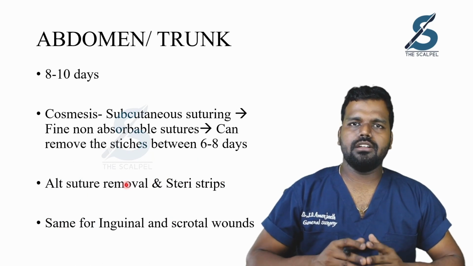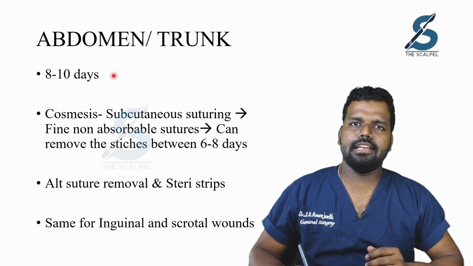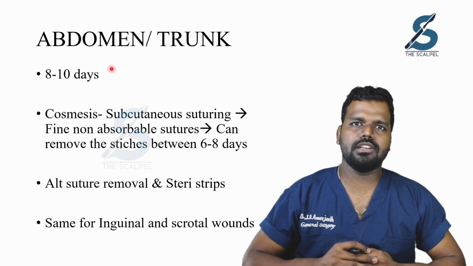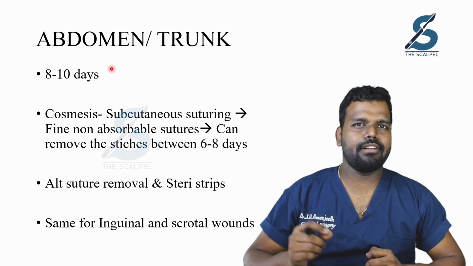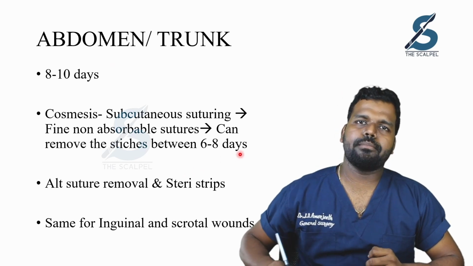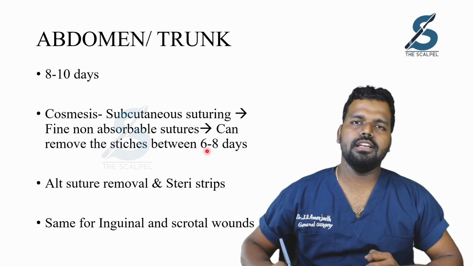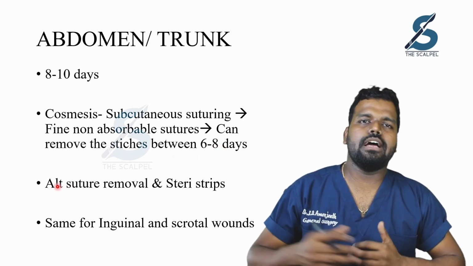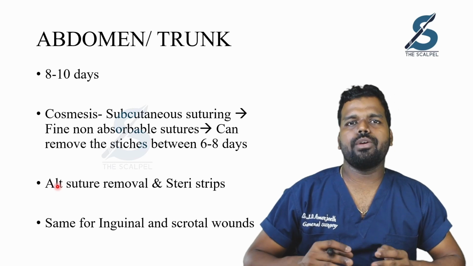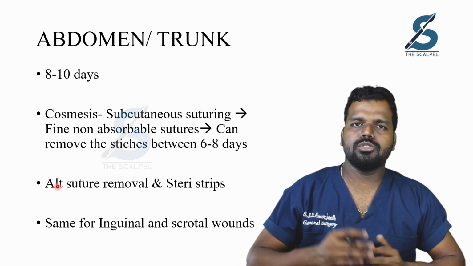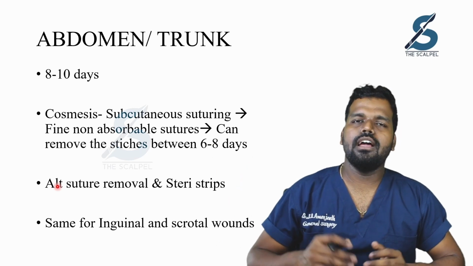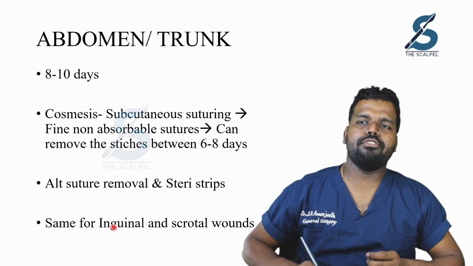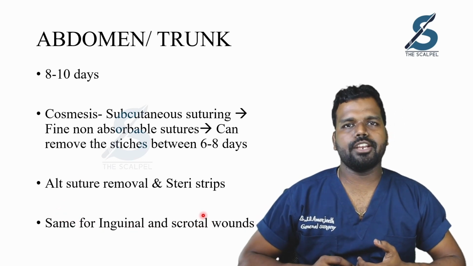Next, abdomen and trunk. Usually the sutures are removed between 8 to 10 days. But if you need a really good cosmetic result, then you can do good subcutaneous suturing and use a monofilament fine non-absorbable suture material. Then you can prepone the suture removal and do it within 6 to 8 days. While doing this, you should use the alternate suture removal technique, in which you remove one suture and leave the other one. So 1, 3, 5, etc. you will be removing, and the rest of the sutures you can remove on the next day. It's the same for inguinal and scrotal wounds, for example, for inguinal hernia surgeries.